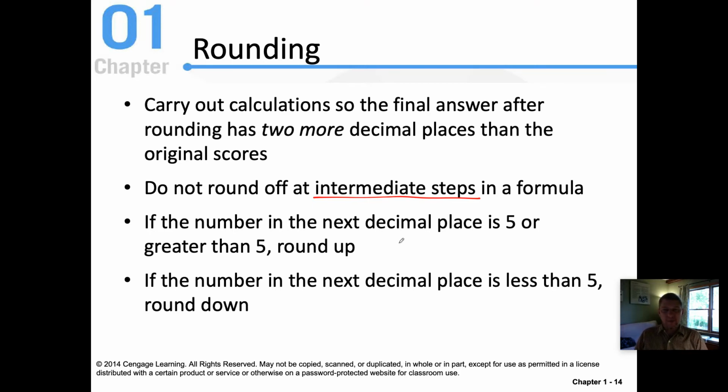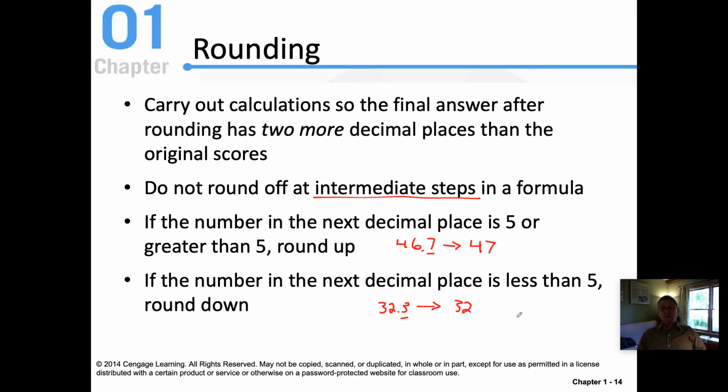For example, if you had 46.7 and you wanted to round that to the ones place, that would give you a rounded number of 47. If you had 32.3 and you wanted to round that to the ones place, it would simply be 32. Because in this case, the 7 is greater than 5, and in this case, the 3 is less than 5.